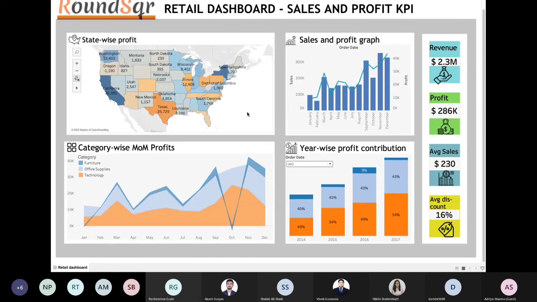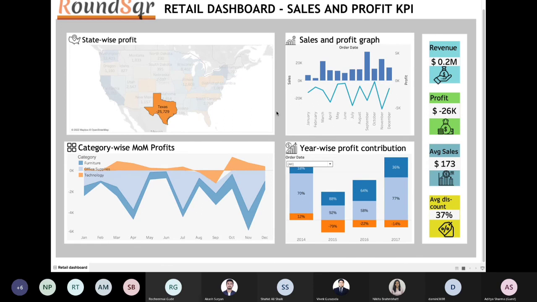So let us talk about the most loss-making state, that is Texas. In Texas, the category which has lost the most money is office supplies, shown by the light blue color, and next comes furniture. So if I just click on Texas, now see everything has changed and how much loss we have witnessed over the years.